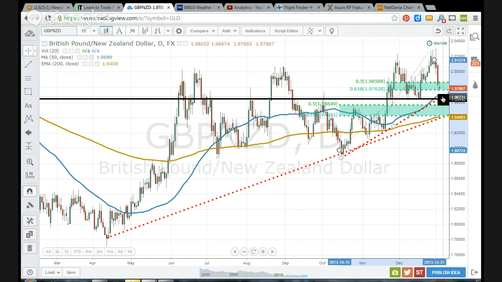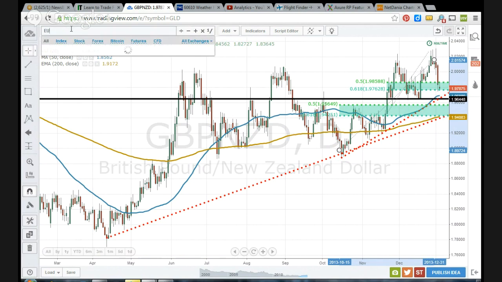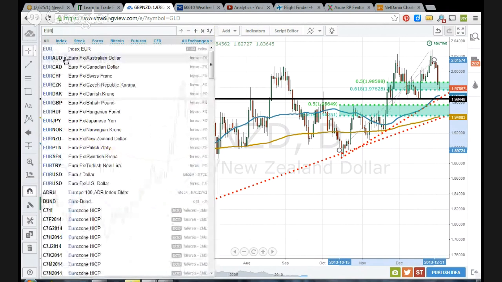Okay, so now that we've looked at the pairs, we looked at the current trades I have on. We've looked at the pairs that I identified on Friday as potential opportunities that were shaping up. And pound Kiwi, I'll keep on that list for tomorrow. Now we can just go down the pairs, starting with the euro. Euro Australian dollar.